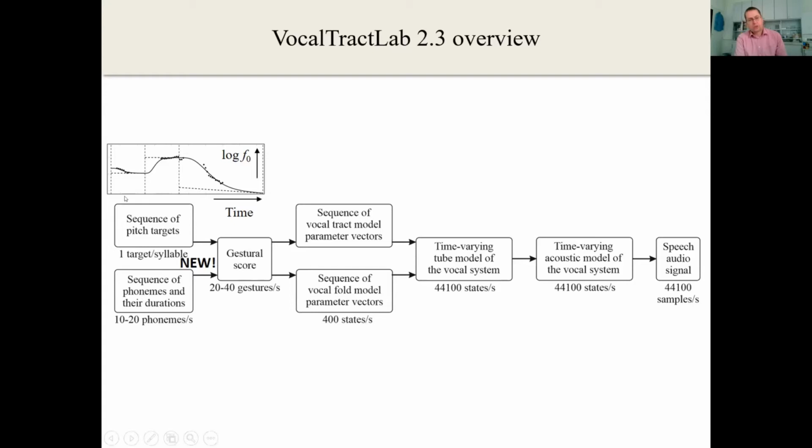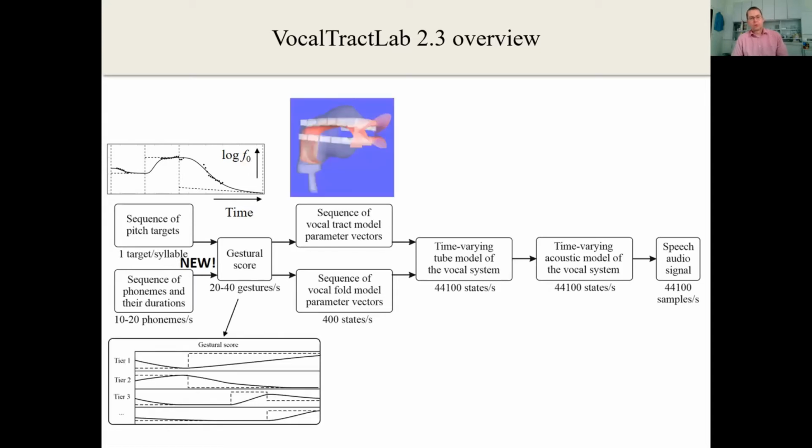From the sequence of pitch targets and the sequence of phonemes, we can then generate gestural scores, from which we can obtain sequences of vocal tract model parameters and vocal fold model parameters. These are all different levels of control. The highest level is the phone sequences, then the level of the gestural scores, which is another possibility to control the synthesizer. The next level is to specify directly the trajectories of the vocal tract and vocal fold model parameters.